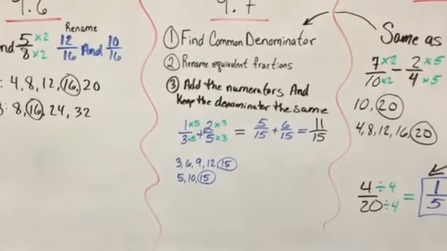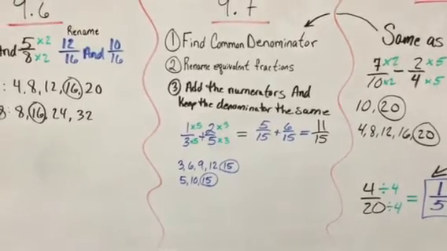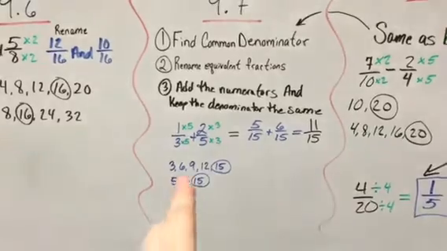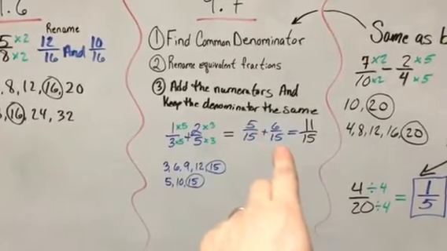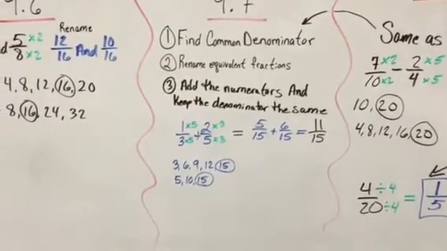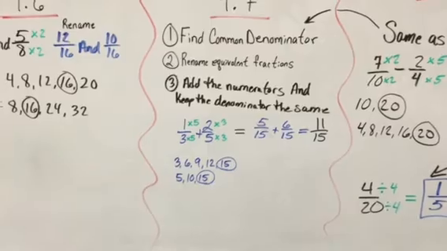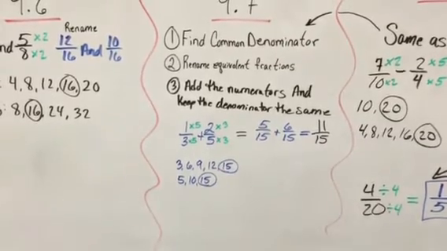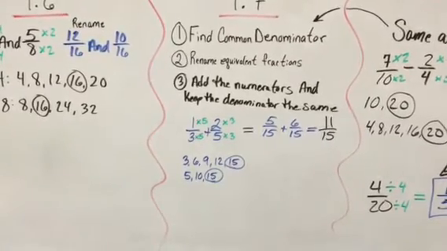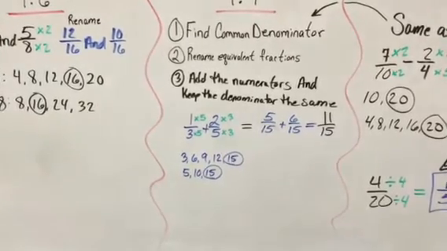And then for step 3, all you're doing is adding them. So I add the numerators. 5 plus 6 is 11. And I kept the denominator the same. 15, 15, 15. An example of this is if you had 1/4 of a pie and your friend had 1/4 of the pie, together you had half of the pie, or 2/4. You didn't have 2/8, you had 2/4 of the pie.